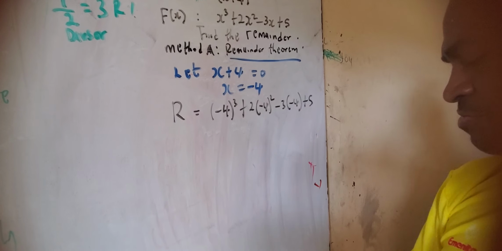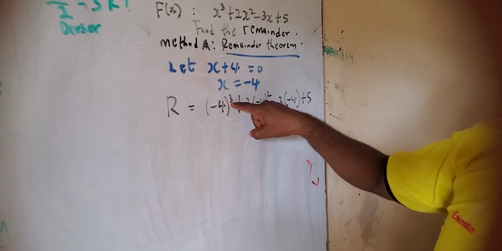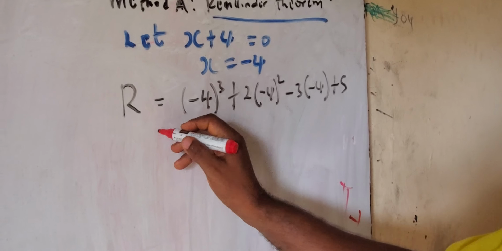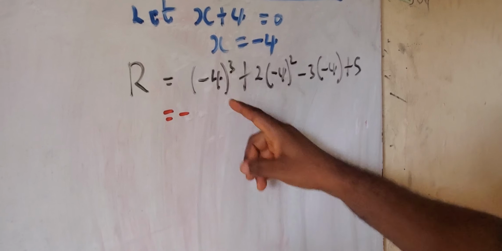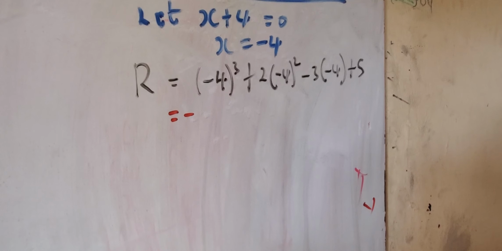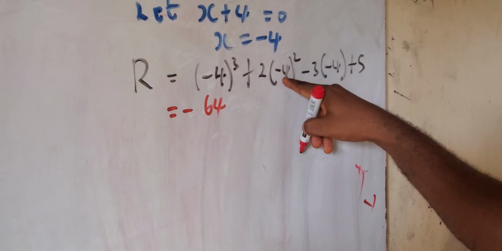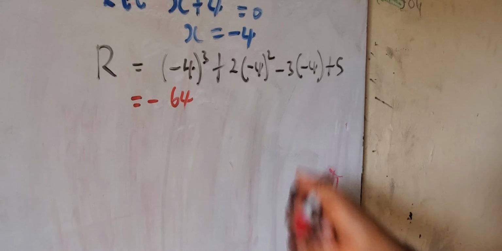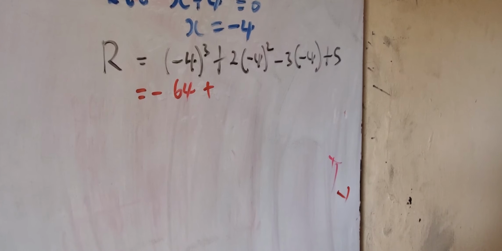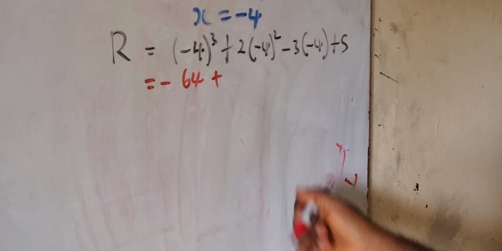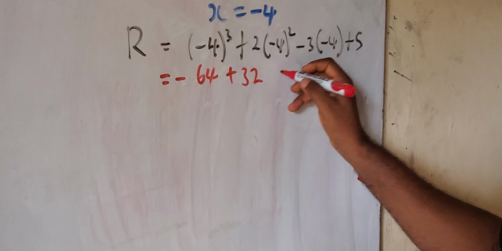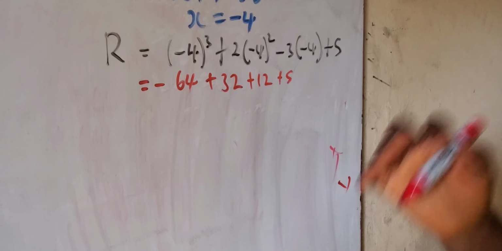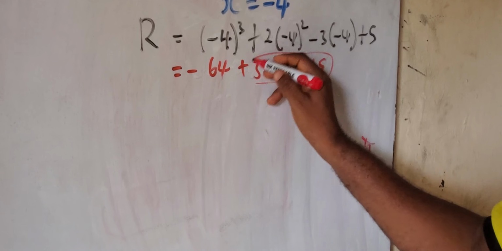And then I want to remind us of something. Anytime your power is odd, whatever you are going to have here will be negative. So this will just be minus. Then 4 raised to power 3, that is 4 times 4 times 4, that's 64. Here, the power is even, so whatever you are going to have here will be positive. So it's going to be plus 4 raised to power 2 is 4 times 4, that's 16. 16 times 2 gives us 32. Then minus times minus, we have plus. 3 times 4, that gives us 12. Then plus 5. And then we can add this one together, first and foremost.